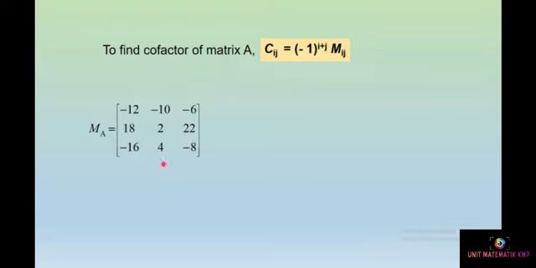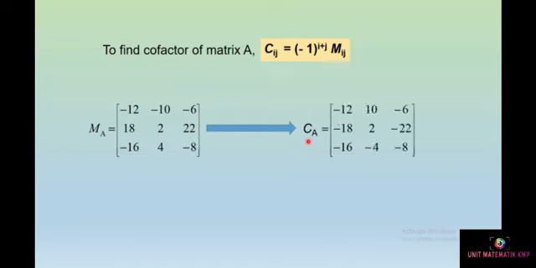To find the cofactor of matrix A, use the form of negative 1 to the power row i plus column j times its minor. So this is the minor of matrix A. Then the cofactor of A is given as follows. To get the cofactor of the element in row 1, column 1, substitute into the form. So we have negative 1 to the power row 1 plus column 1 times its minor. Then the cofactor is negative 12.